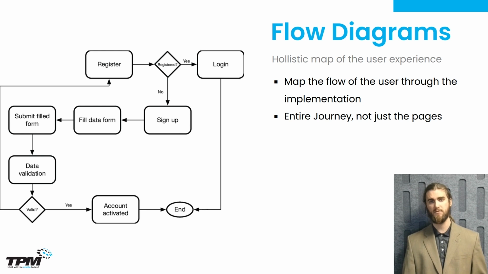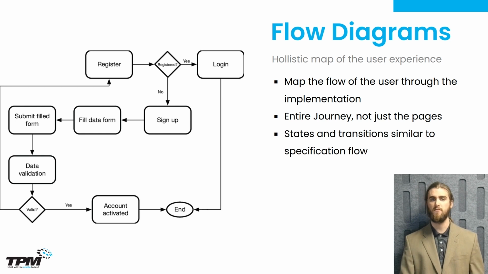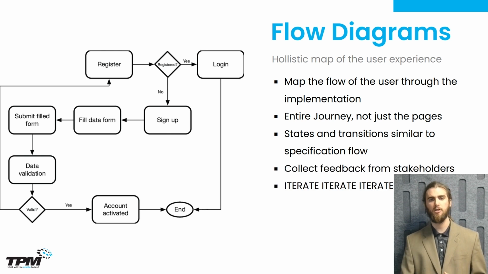If different user groups have very different journeys, then you may wish to have different flow diagrams for each. User flow and user states are not that different from specification flow and states. In fact, many of these states may be the same: submitted for approval, awaiting CAD, etc. Make sure to include your stakeholders in this process and iterate on the design as needed.